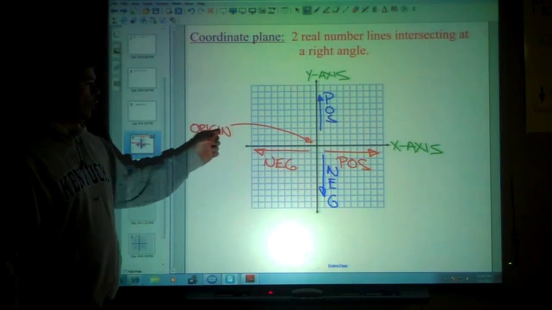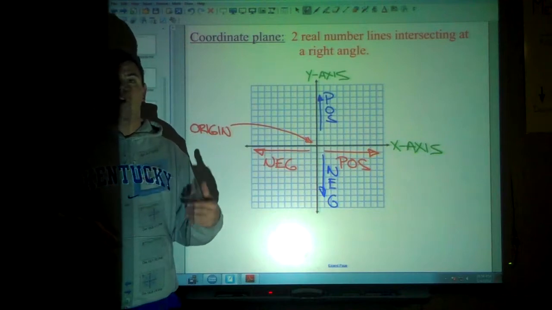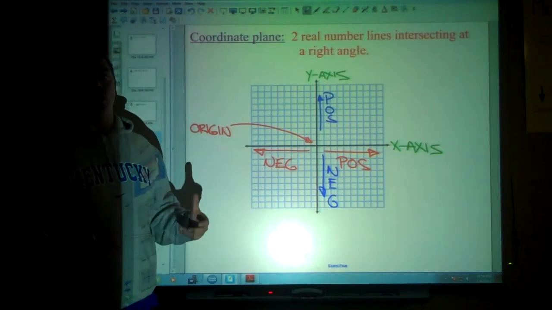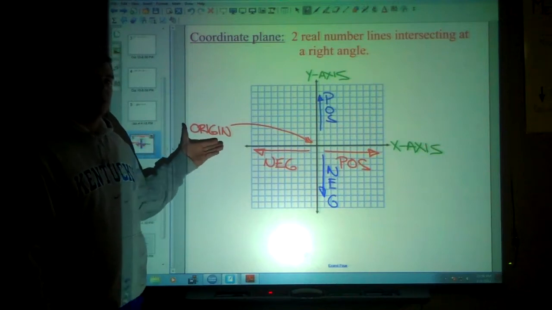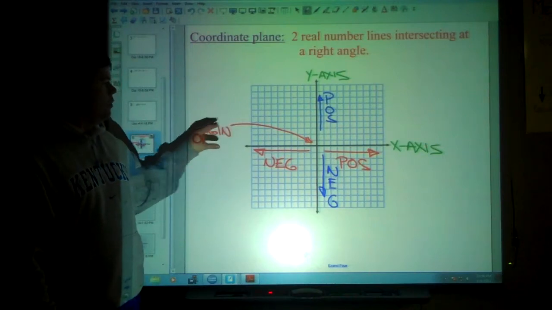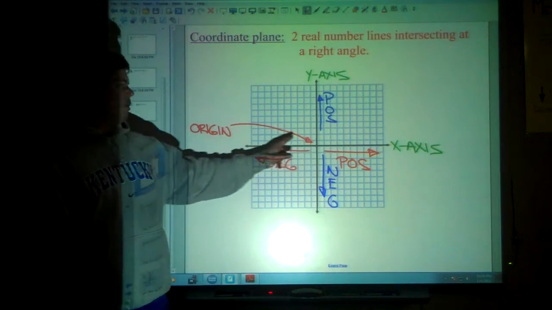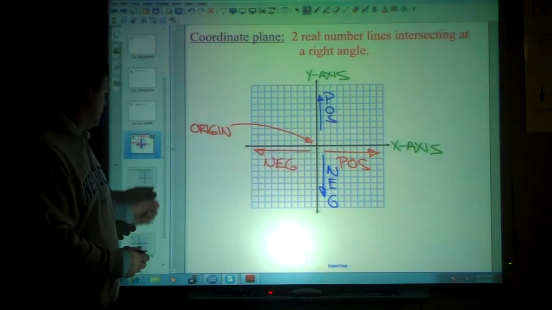And if you think about the word origin, it sounds an awful lot like originate or original. Original meaning it's the first one or the start. It began it all. Where something originates is where it's from. We will always start at the origin when we make our graphs. I'll speak a little bit more about the origin and its specific coordinate.